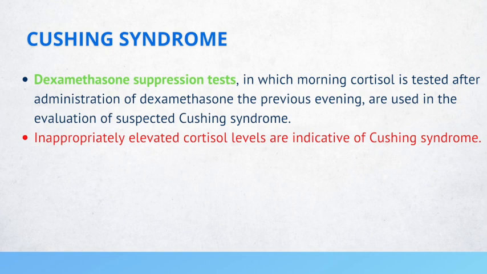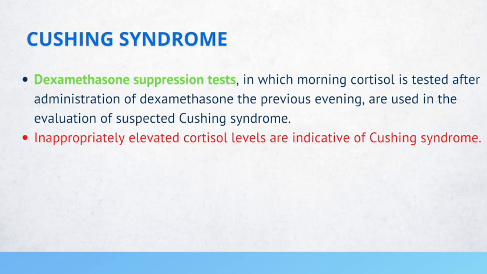Cushing syndrome refers to the manifestations of chronic hypercortisolism. And you have two broad categories of this condition. The exogenous type is typically iatrogenic, due to exogenous glucocorticoid administration, while the endogenous type may be due to adrenal glucocorticoid overproduction, ectopic ACTH overproduction, or pituitary ACTH overproduction.